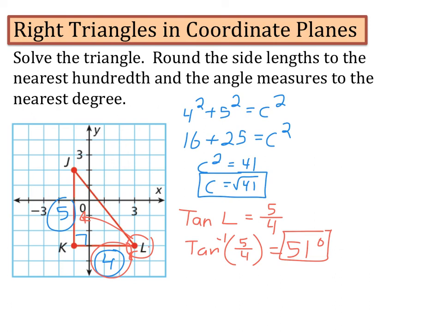Okay, so we could do the inverse trig twice, but let's make our lives easier, and let's just subtract 90 from 51, and that's going to give us 39 degrees. And that's going to be the measure of angle J.